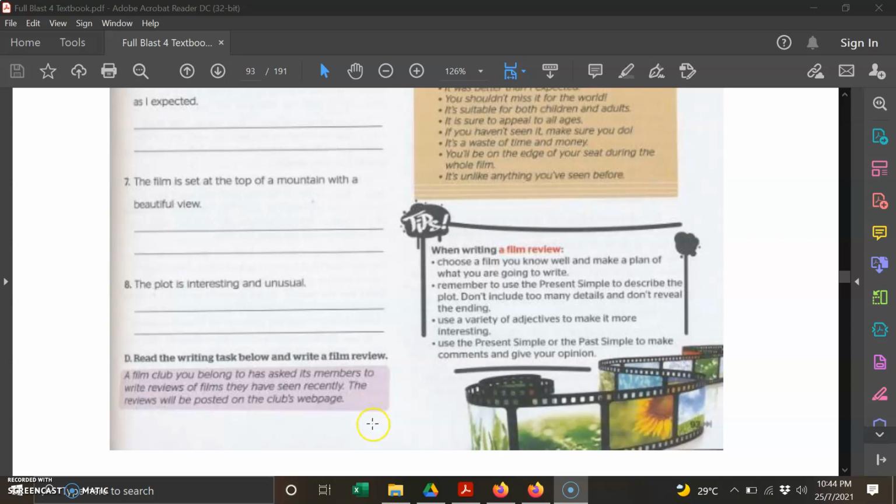Okay, the question is, soalannya, a film club you belong to has asked its members to write reviews of film that they have watched recently. Kelab filem yang anda sertai mahukan setiap ahlinya menulis ulasan filem yang baru mereka tonton. The reviews will be posted on the club's web page. Ulasan akan disiarkan di laman web kelab berkenaan. Okay, so that is the question.